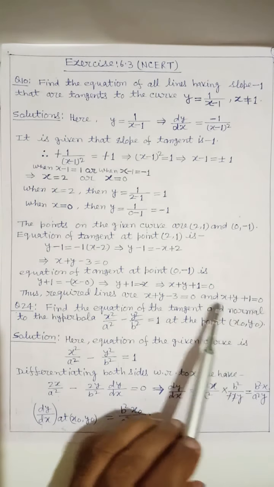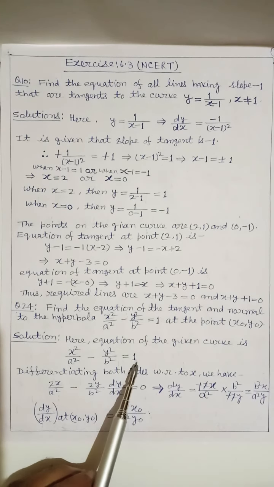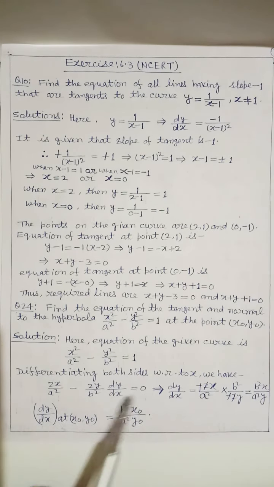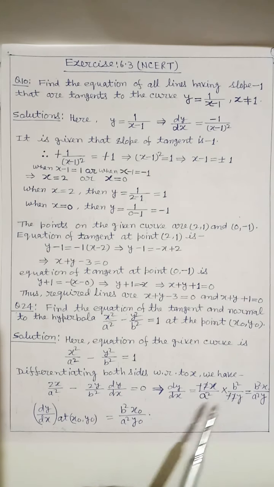Question number 24. Find the equation of the tangent and normal to the hyperbola x square by a square minus y square by b square equal to 1 at the point (x0, y0). Dear students, here we have been given the equation of the curve, x square by a square minus y square by b square equal to 1. First we find the slope, meaning differentiating both sides with respect to x.